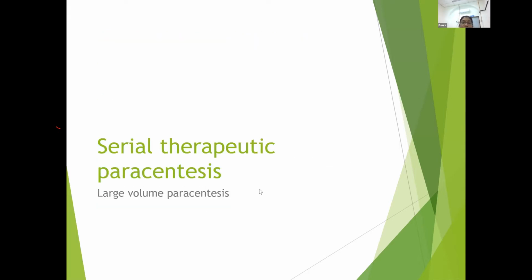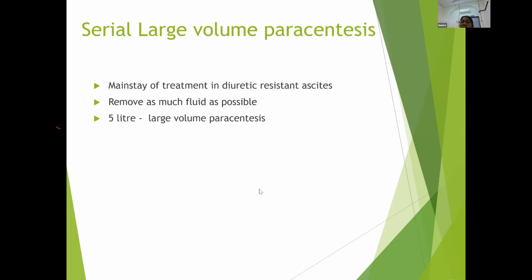So we go on with the serial therapeutic paracentesis or large volume paracentesis. The mainstay of treatment in diuretic-resistant ascites is to remove as much fluid as possible. More than 5 liters is considered large volume paracentesis.